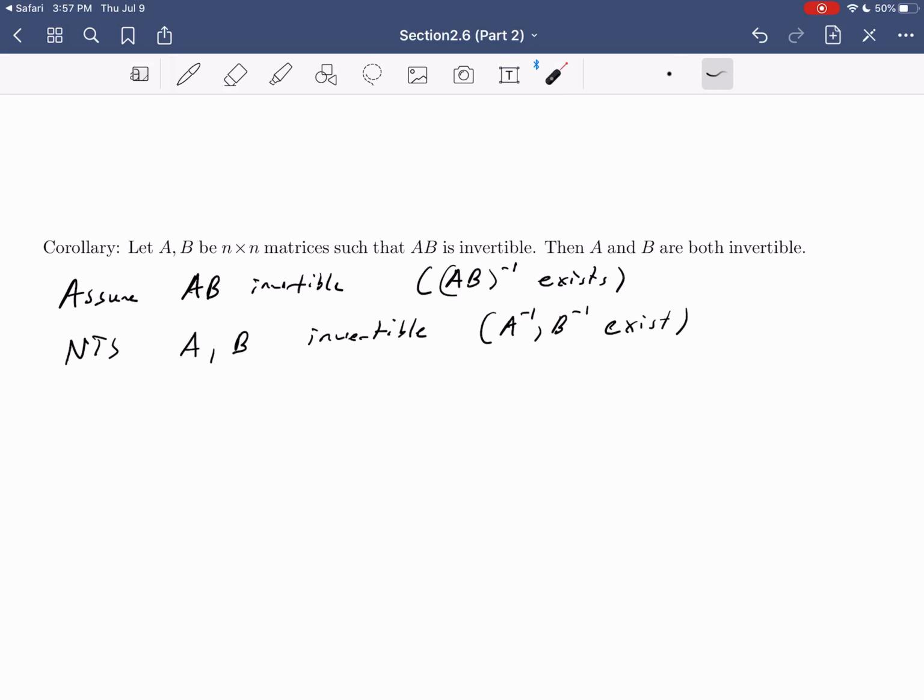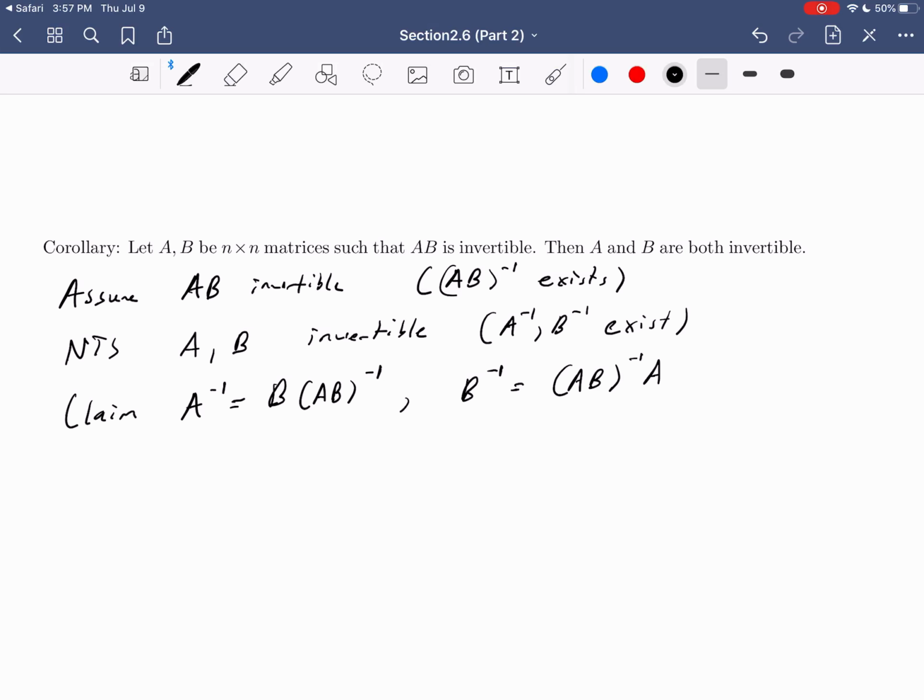To do that, we're just going to make claims for what these should be. We're going to claim that A inverse is actually going to be B times (AB) inverse. And we're going to claim that B inverse is (AB) inverse times A. So we're just going to directly claim that these things will work. Now we can actually show that.